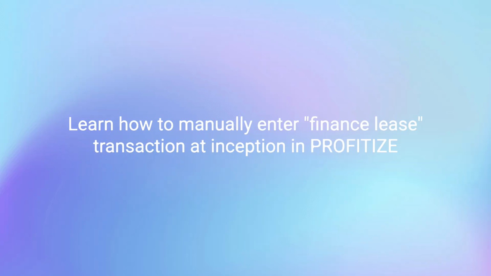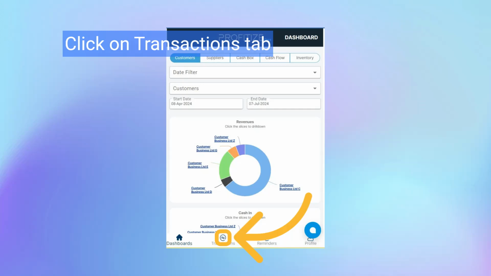In this video, you will learn how to manually enter finance lease transactions at inception in PROFITIZE. In other words, when you finance the purchase of a property, plant or equipment, also known as PP&E, with a finance lease. Click on the Transactions tab.